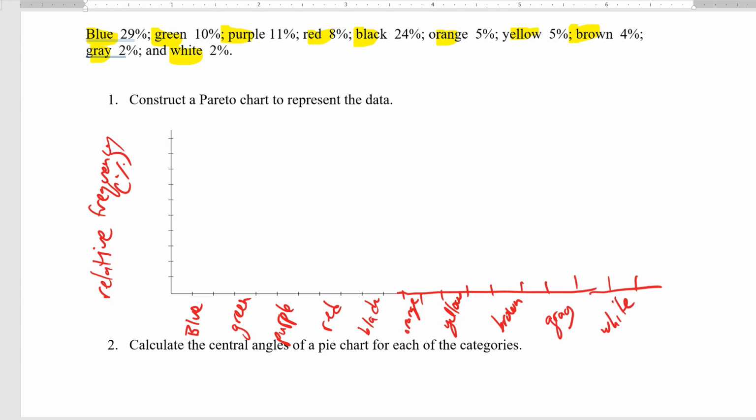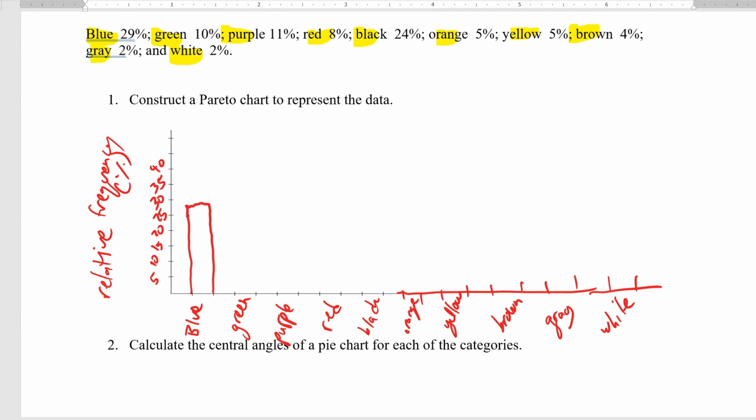So what if we did 5s? 5, 10, 15, 20, 25, 30. That'll work. That'll get us to 29. If I really wanted to be picky, I could go by 4, 8, 12, 16, 20, 24, 28, 32. That would work, but we don't normally split things like that. I'm okay with 5. So I'll do 5, 10, 15, 20, 25, 30, 35, 40. That's way higher than we need. So blue goes up to 29%, and I'm going to draw a bar that is just below the 30.